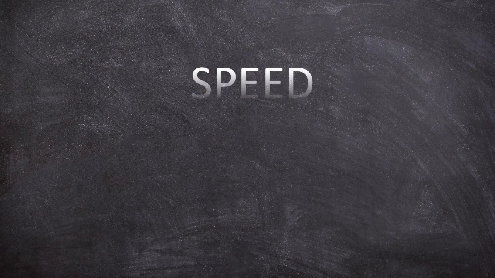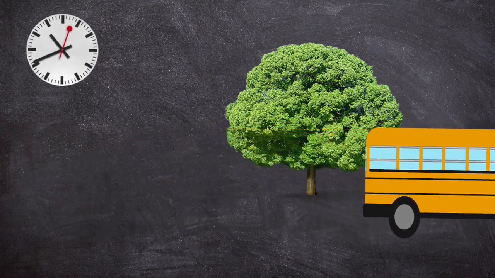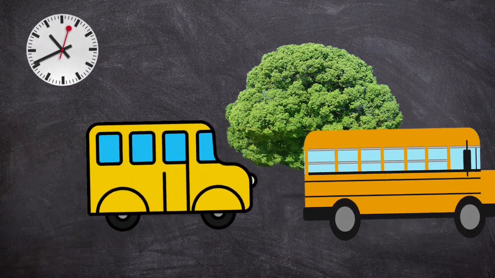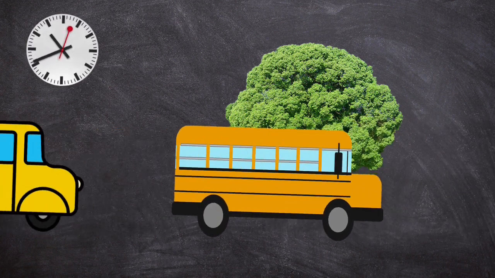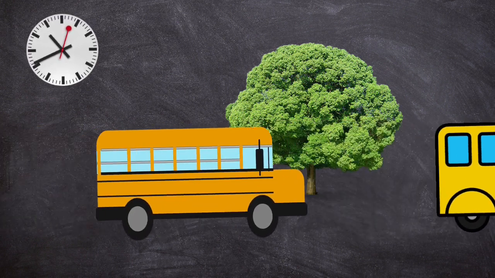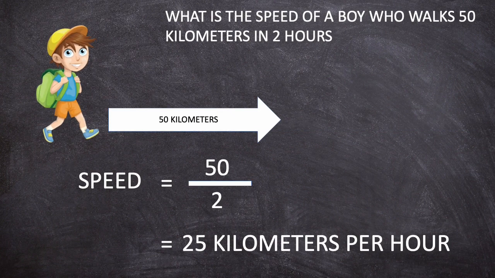Let's look at other basic concepts of motion: speed, velocity, and acceleration. Speed and velocity. These terms are usually used to describe how fast an object is moving. To know this, we compare the time it takes the object to cover a particular distance. When we divide the total distance covered by the time it takes to cover the distance, we get the speed used by the object. If a boy walks a distance of 50 kilometers in 2 hours, then the speed of the boy is 50 divided by 2. This gives us 25 kilometers per hour.